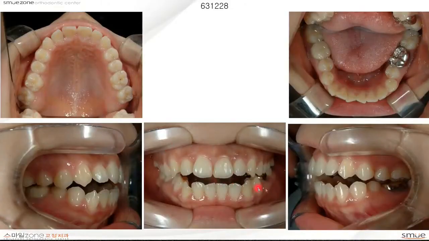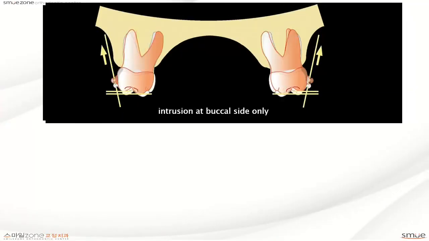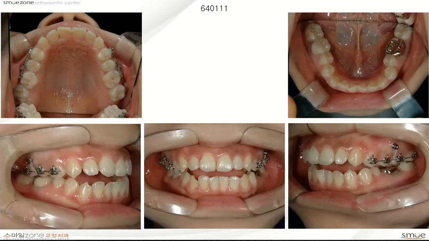As you can see here, much expansion was accomplished, and as I told you, I'll skip this one. And with ligature wire in the posterior segment alone, I put on a mini screw and tried to pull from the buccal side.